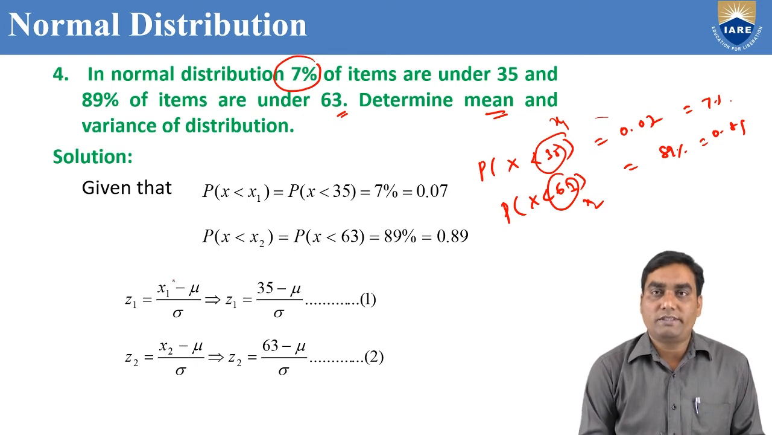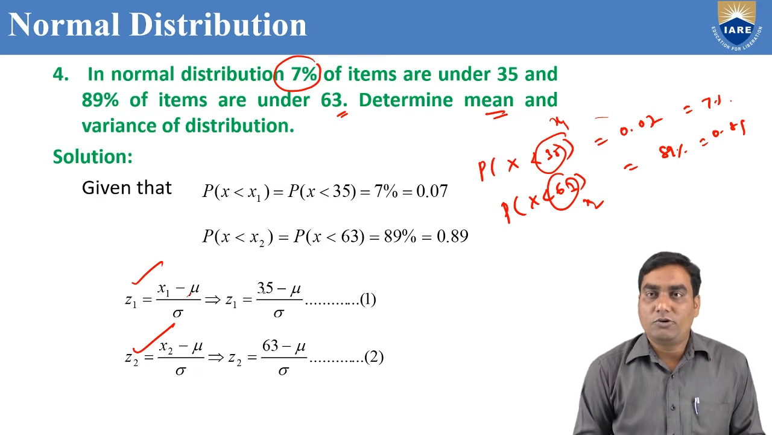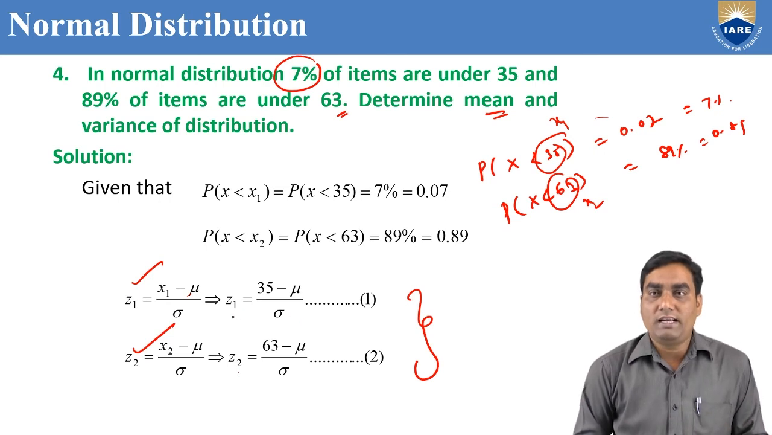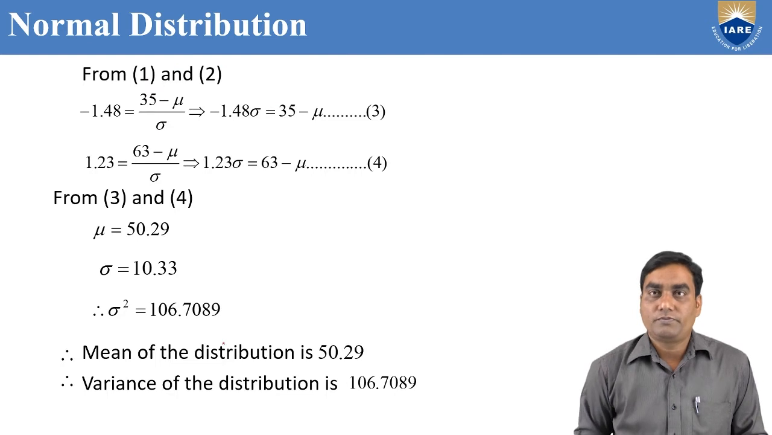So you can find out Z1 and Z2: X1 minus mu by sigma, X2 minus mu by sigma. Z1 equal to 35 minus mu by sigma, Z2 equal to 63 minus mu by sigma. See, this is the equation. If you know the Z1 and Z2 values, we can get mu and sigma values by solving these two equations. Now, our aim is to calculate Z1 and Z2 values. How? See.